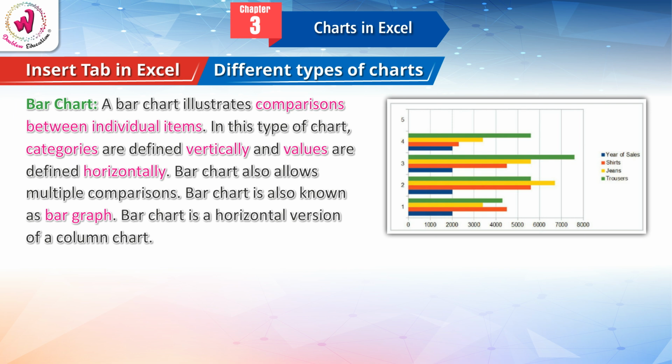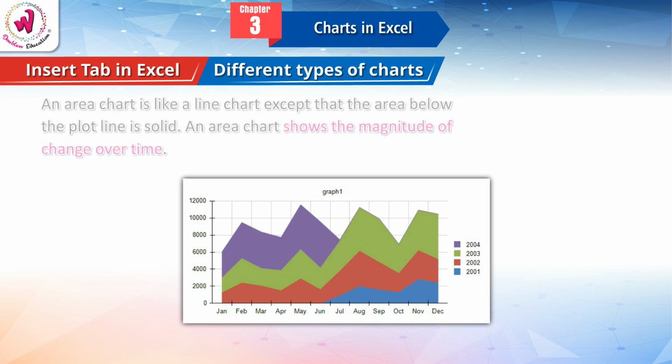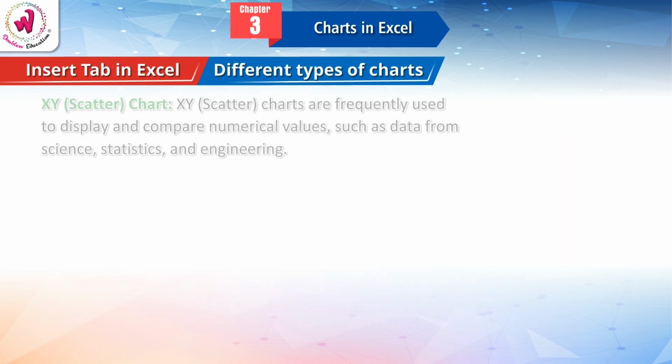Bar chart is a horizontal version of a column chart. Area chart. An area chart also depicts the relationship between the plotted values and the total value by displaying the sum of the data. An area chart is like a line chart, except that the area below the plot line is solid. An area chart shows the magnitude of change over time.